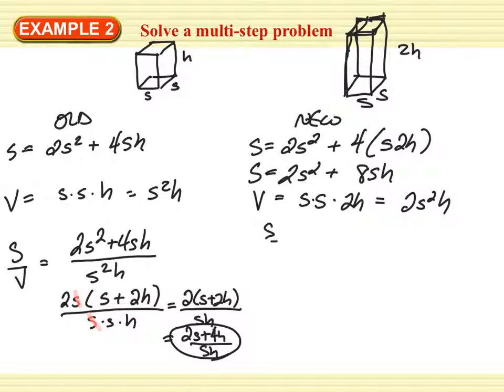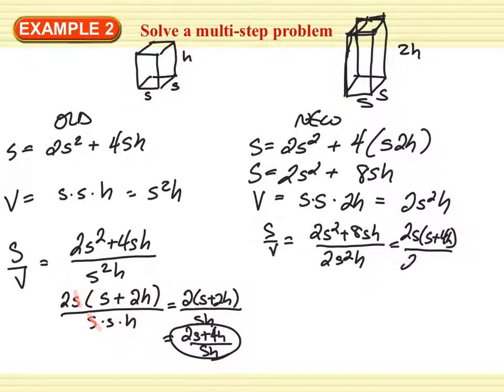Now the new, S over V is 2s squared plus 8sh over 2s squared h. If I factor out the numerator, I can take out a 2s, and I'm left with s plus 4h over 2 times s times s times h. Okay, cancel out the things that are common. I can cancel out the 2 and the s. And I'm left with s plus 4h over sh.